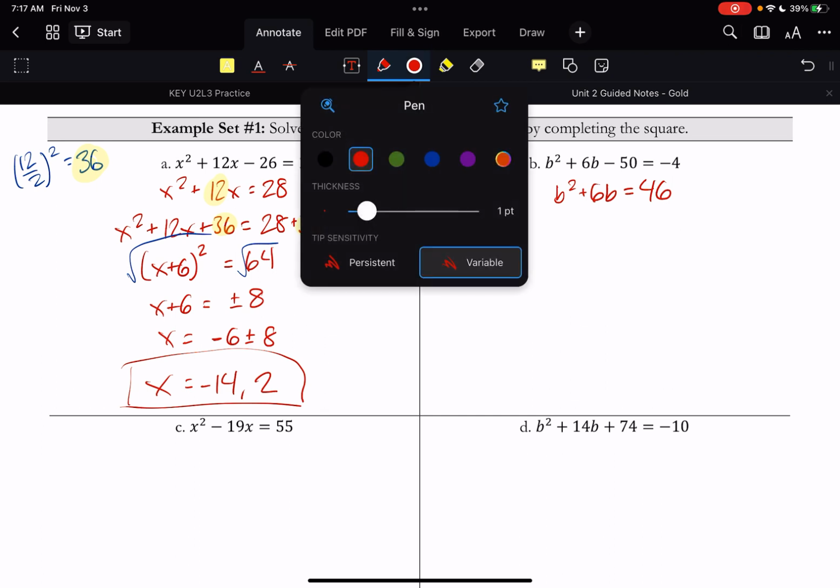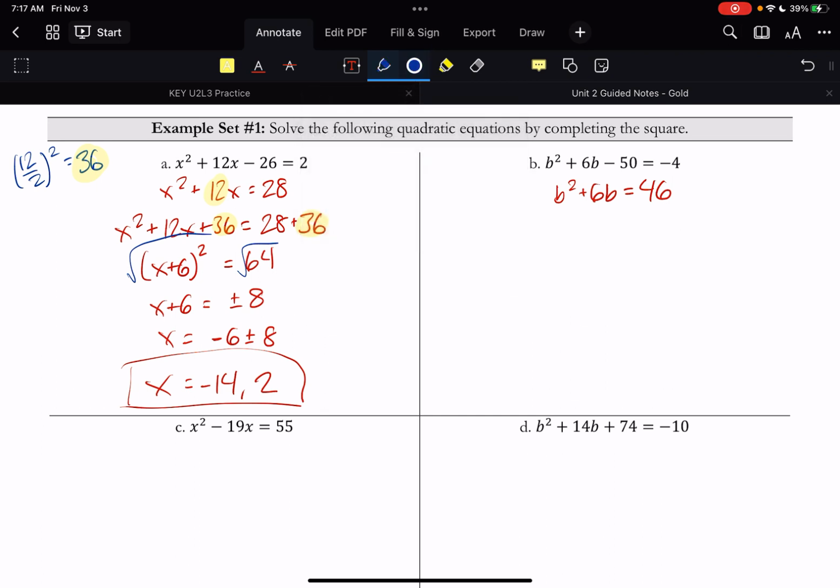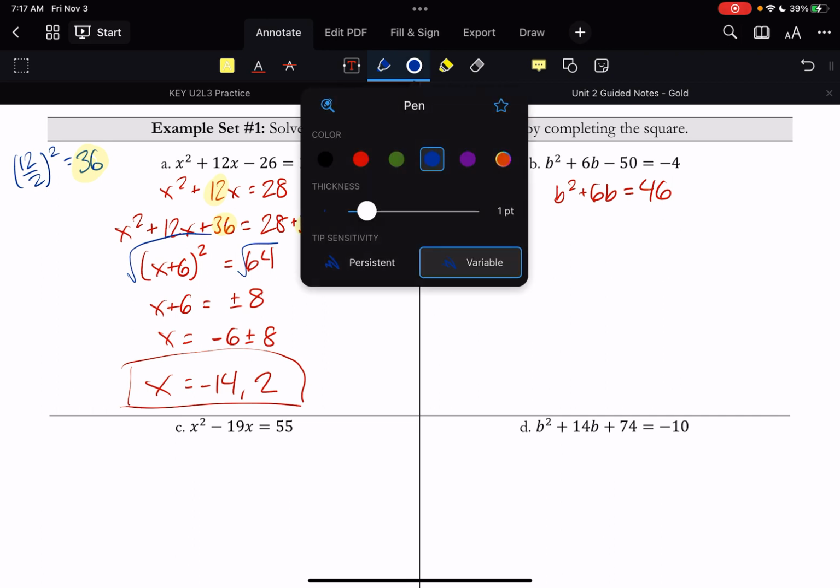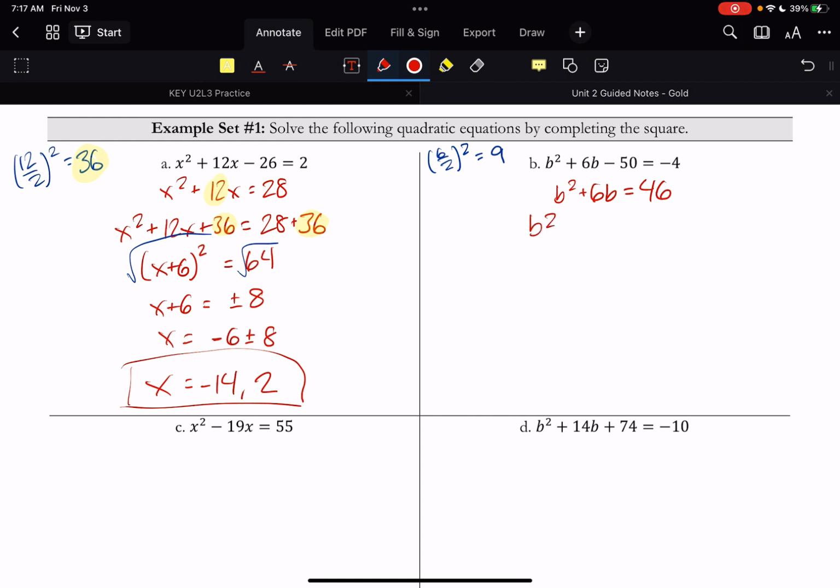I want to find that value that creates the perfect square trinomial that completes the square. So my b value is 6, so I'm going to do 6 over 2 squared, which is 9. 3 squared is 9. So I'm going to add 9 to both sides. b squared plus 6b plus 9 equals 46 plus 9. And the left-hand side factors into b plus 3 squared equals 55 when I add those 2 together.